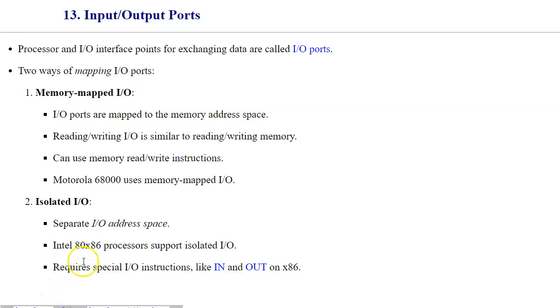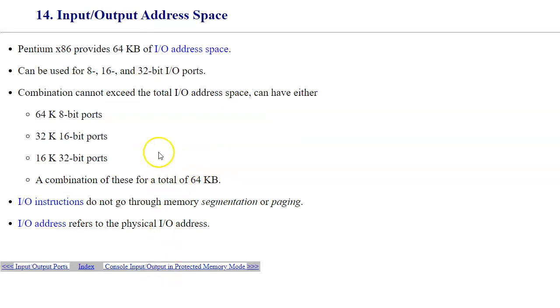As we continue our discussion about input-output port space, you can have in the input-output address space combinations of 8-bit ports, 16-bit ports, or 32-bit ports of the physical devices. And these are really physical input-output address space. There is no kind of virtualization of this address space. So only the operating system can access these physical addresses in input-output address space.